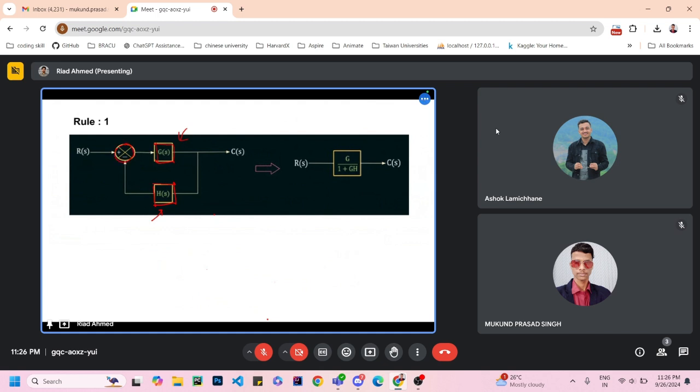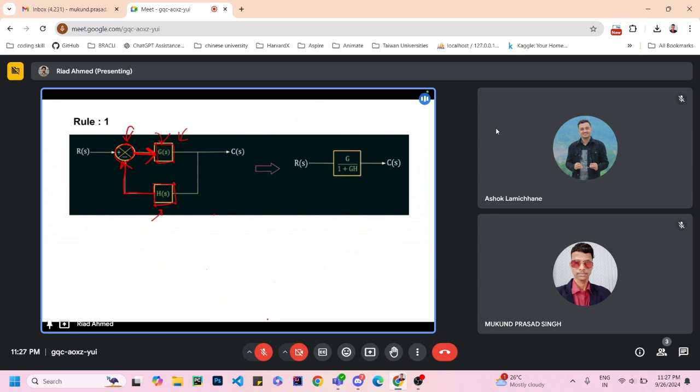This is a summing point, and the importance of this summing point is the output of the summing point, which is this. This output of the summing point is going into a block. And this summing point has an input which is coming from another block of the diagram. So this is the scenario of rule 1.